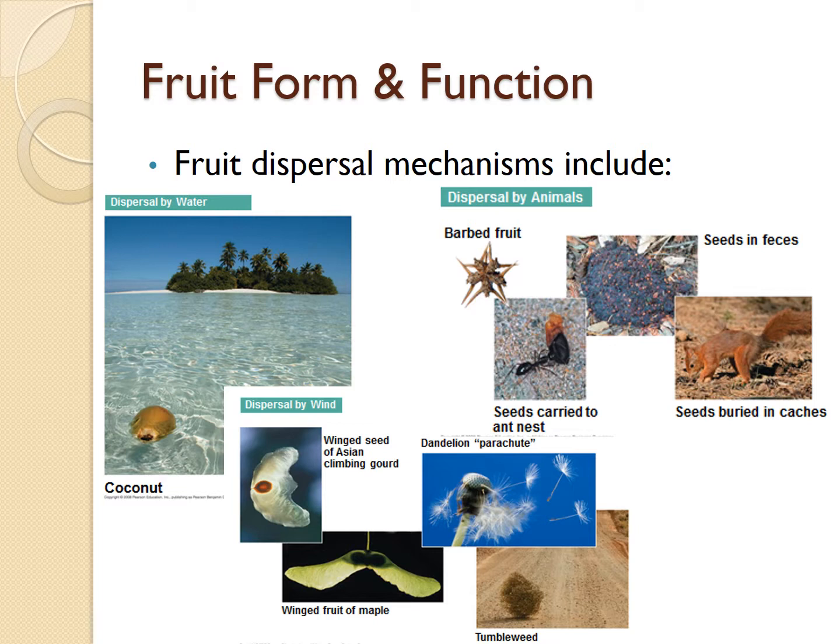And then also we see the wind dispersal. So you see the parachute of the dandelion, you see the winged seed of the Asian climbing gourd, and then also the winged fruit of the maple. And then also tumbleweeds, because kids always think it's funny to look at the tumbleweeds and think that actually, there are seeds in there.